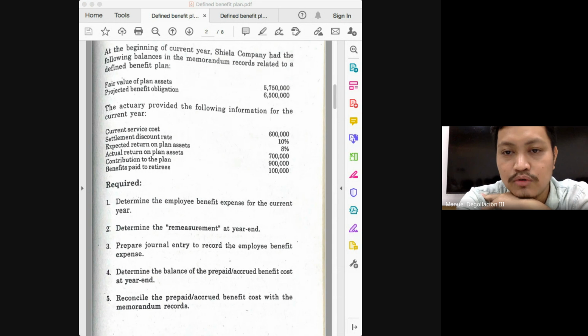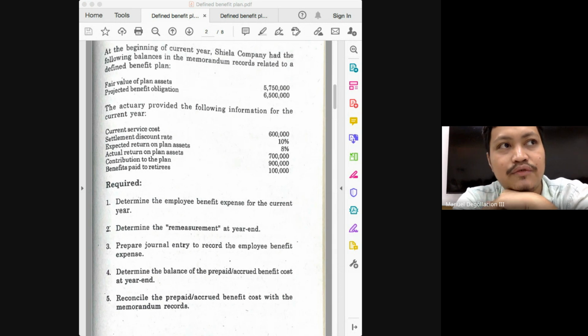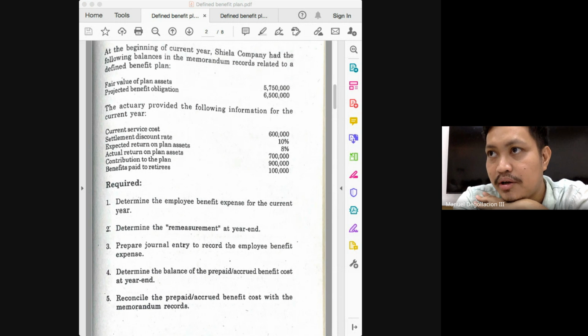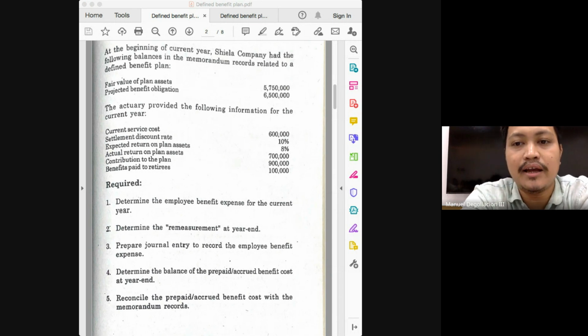But for us to determine the actual effect, class, you need to determine the beginning balance. At the start of the year, what do you have? Do you have a prepaid benefit cost or an accrued benefit cost? How do you get your prepaid or accrued? Just compare your FVPA and your PBO. But since I'm looking for the beginning balance, you use the starting balances of your FVPA and PBO.